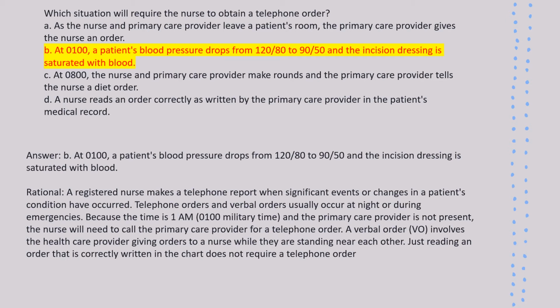0100 military time, and the primary care provider is not present, the nurse will need to call the primary care provider for a telephone order. A verbal order involves the health care provider giving orders to a nurse while they are standing near each other. Just reading an order that is correctly written in the chart does not require a telephone order.